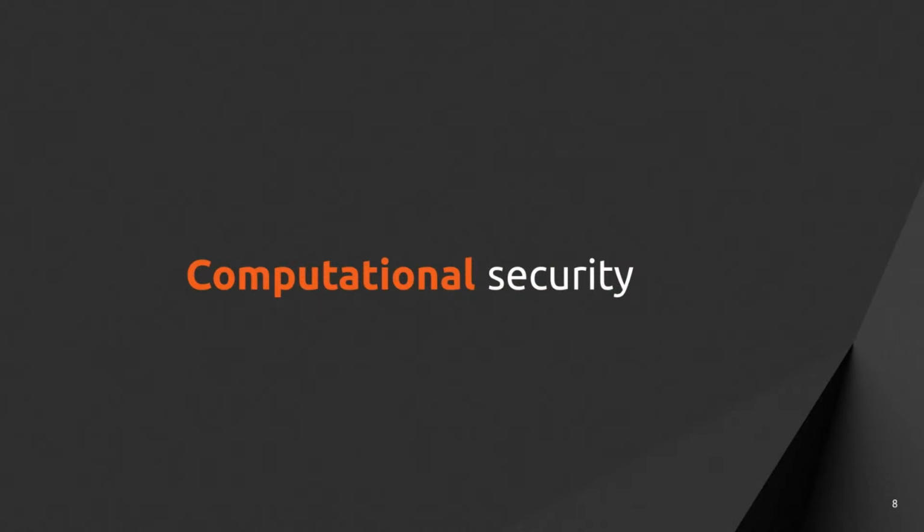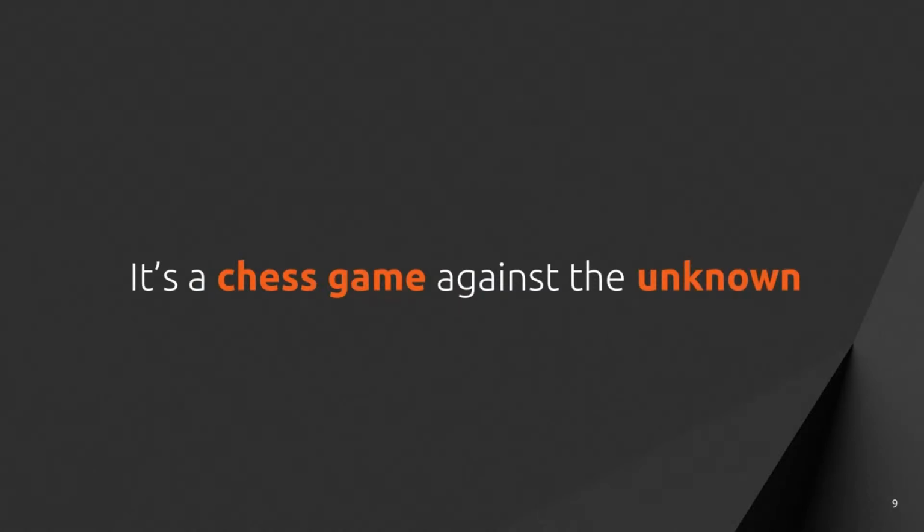And that's what we can refer to as computational security versus the theoretically perfect security that I spoke about in the one-time pad, for example. So the way we think about protecting Ubuntu systems at Canonical is it almost feels like we are playing a chess game and we're playing it against an unknown player.